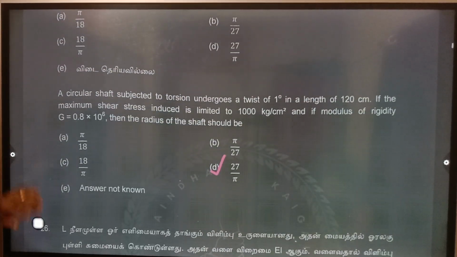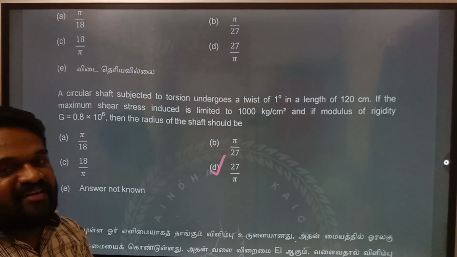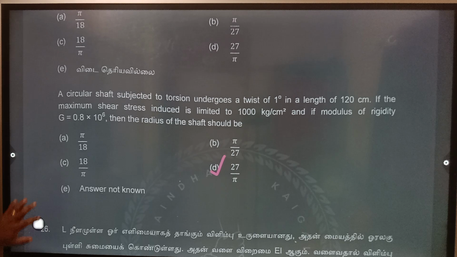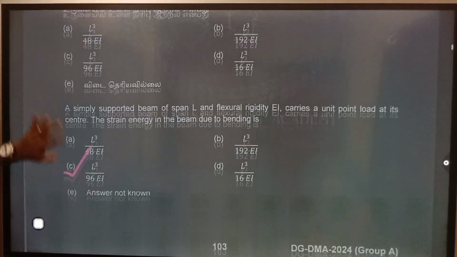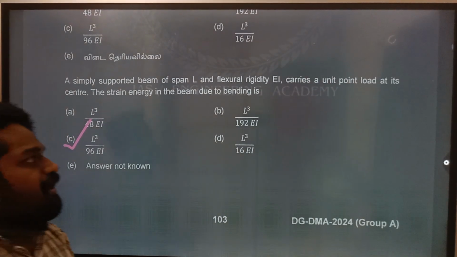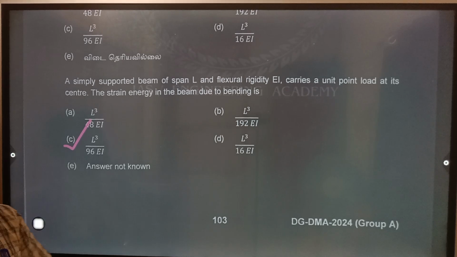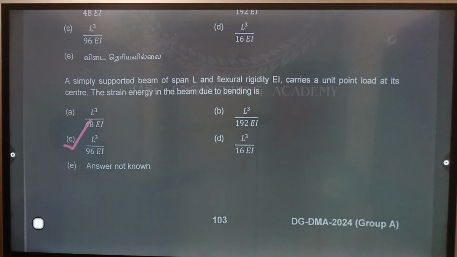Then 25, circular shaft subjected to torsion undergoes a twist of 1 degree. Answer is 27 by pi. Dog is the answer. Okay, 27 by pi. Then 26, a simply supported beam of span L and flexural rigidity E by. அப்படின்னா strain energy அங்கே இருக்காங்க. The answer is C, LQ by 96 EA after simple கொஞ்சம் சிம்பிளிஃபிகேஷன் முடிச்சா உங்களுக்கு இந்த ஆன்சர் கிடைக்கும். L cube by 96 EI.